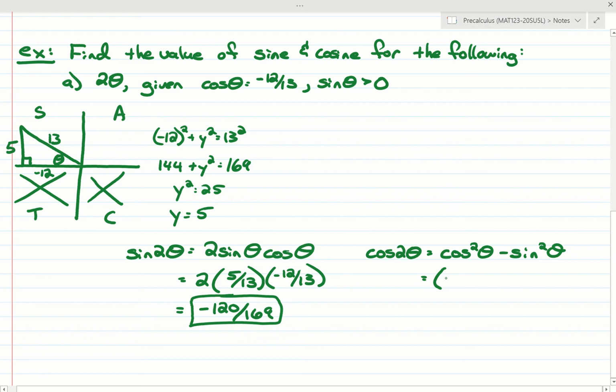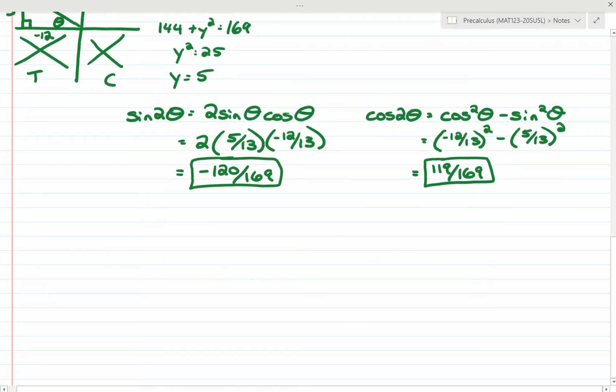Okay, well the cosine is given, and we could just look at our triangle. It's negative 12 over 13 squared minus the sine of theta, which is 5 over 13 squared. If you type that into your calculator, you would get 119 over 169. So that's how we could use the double angle formulas to answer an example like that. Let's try one more, and then we'll get to talking about half angles.